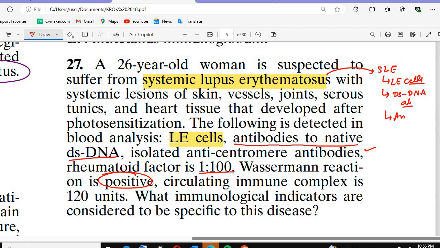There would be the anti-centromere antibody, and Wassermann reaction would be positive. Along with that, remember, there is a circulating immune complex. So which hypersensitivity is SLE? Can anyone tell? Hypersensitivity, immune complex. Type 3. This is type 3.